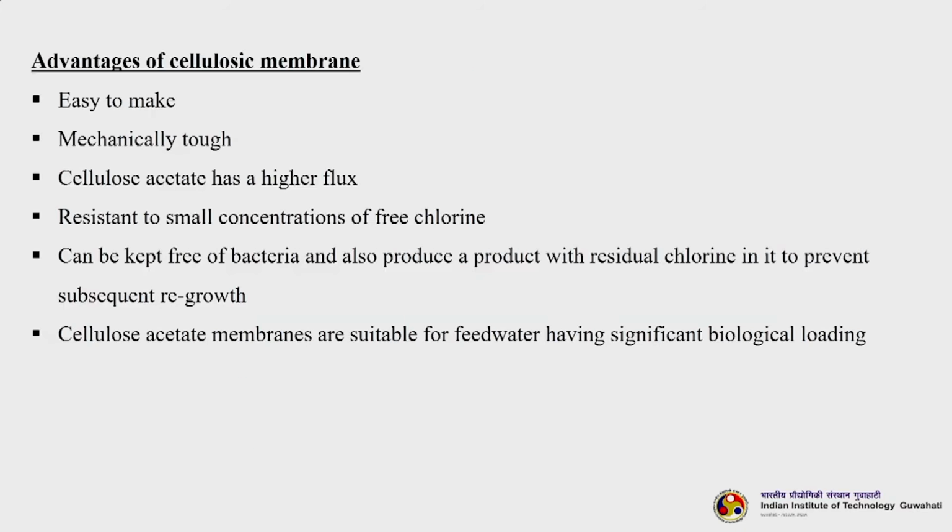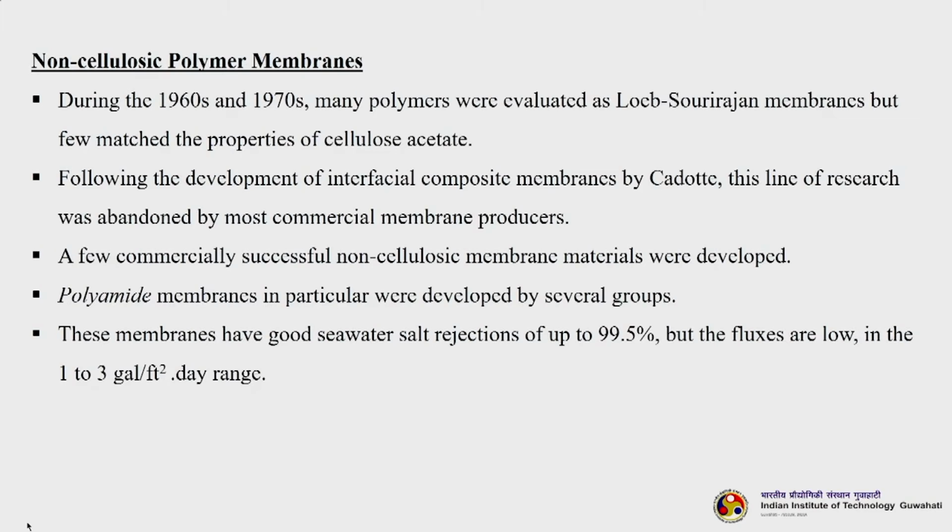The advantages of cellulosic membrane are that it is easy to make, mechanically tough, cellulose acetate has a higher flux, is resistant to small concentrations of free chlorine, can be kept free of bacteria and also produces a product with residual chlorine in it to prevent subsequent regrowth, that is also very important. Okay. Cellulose acetate membranes are suitable for feed water having significant biological loading. However, cellulosic materials are not the only materials being used right now for commercial RO membranes. There are non-cellulosic membranes also.